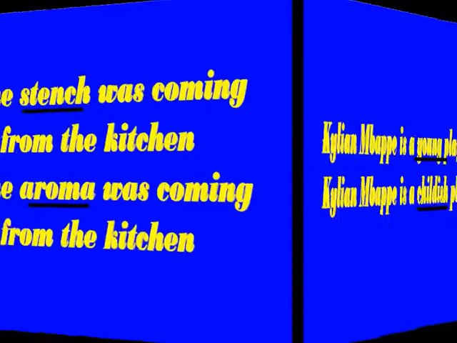But when you say Kylian Mbappe is a young player, you are saying that Kylian Mbappe is a very good player even though he is young. It's a positive connotation. But when you say Kylian Mbappe is a childish player, you are saying that he doesn't play well. After all, he's just a child. And that is a negative connotation.